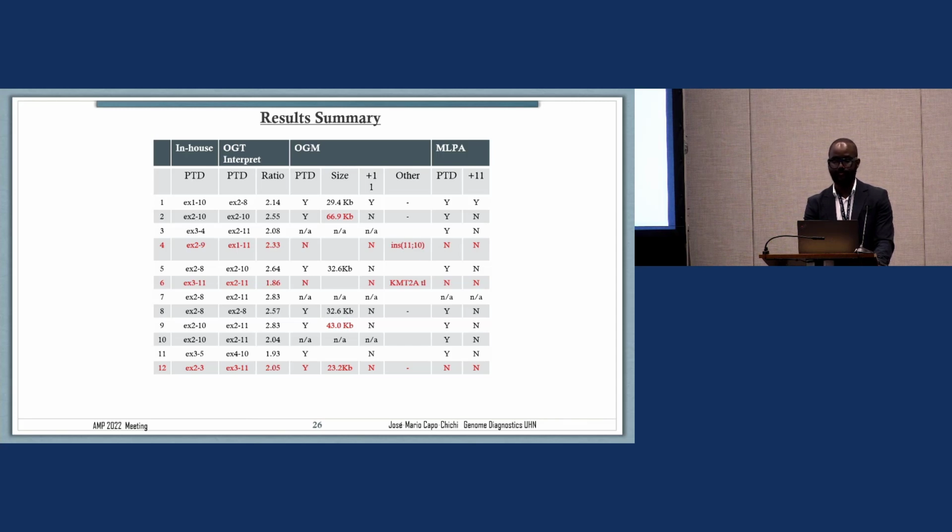We also identified a couple of interesting PTDs that are currently under investigation. I should also highlight this KMT2A PTD that was not detected by using MLPA.